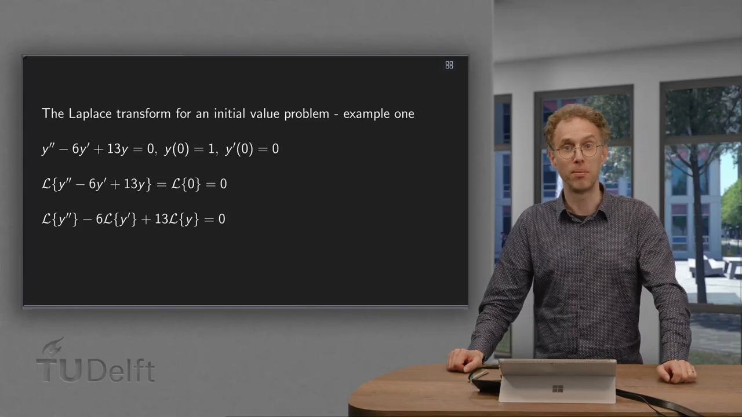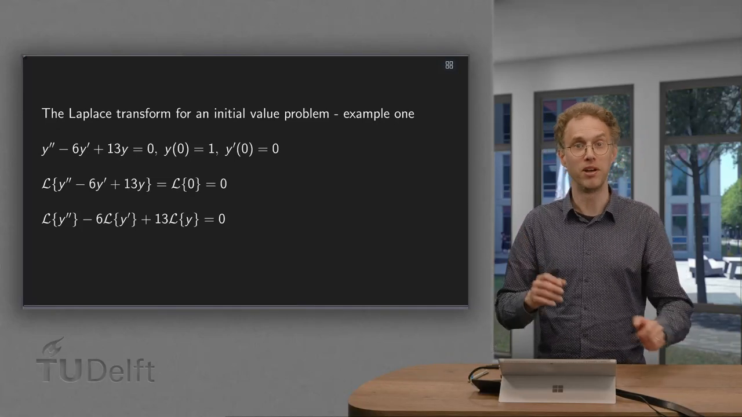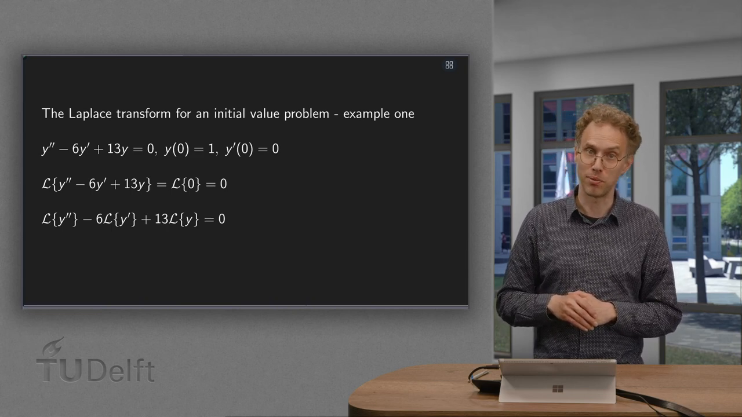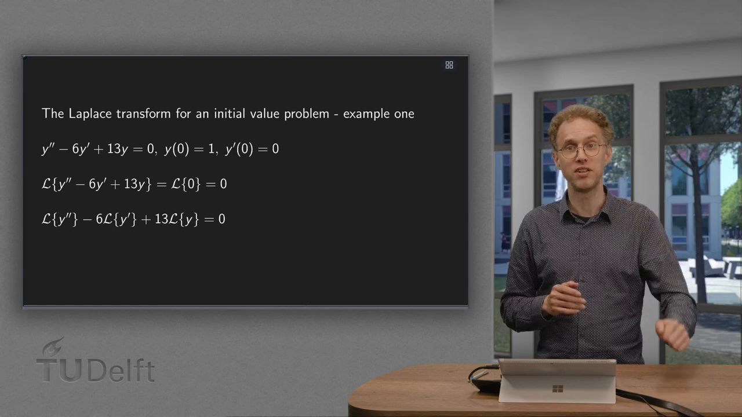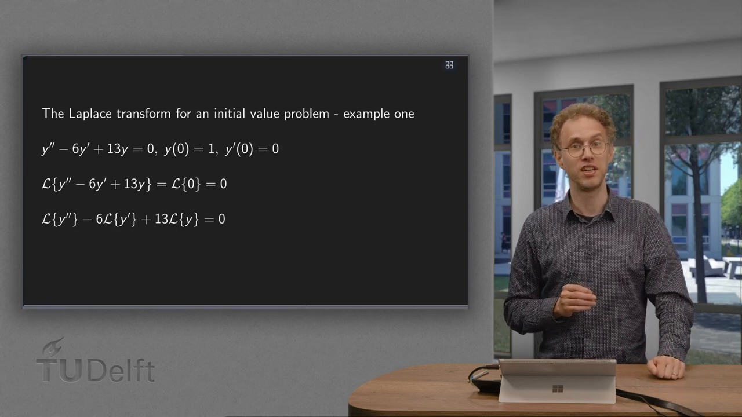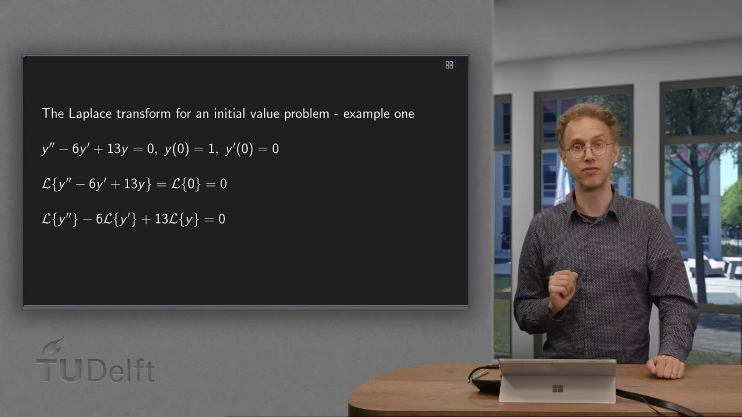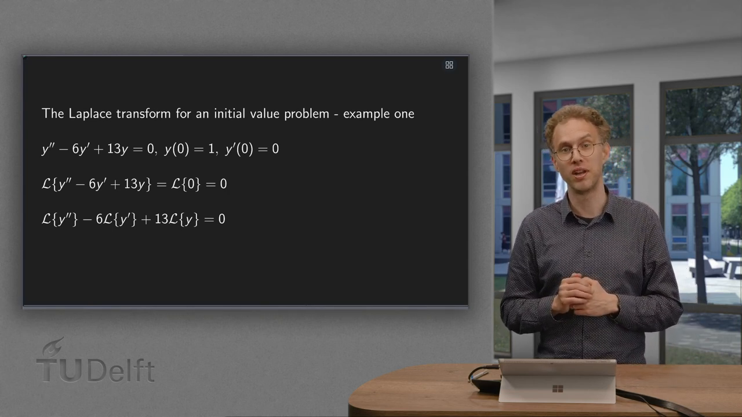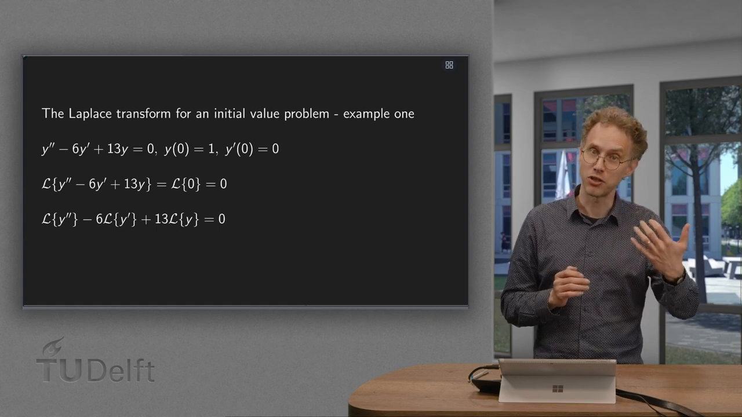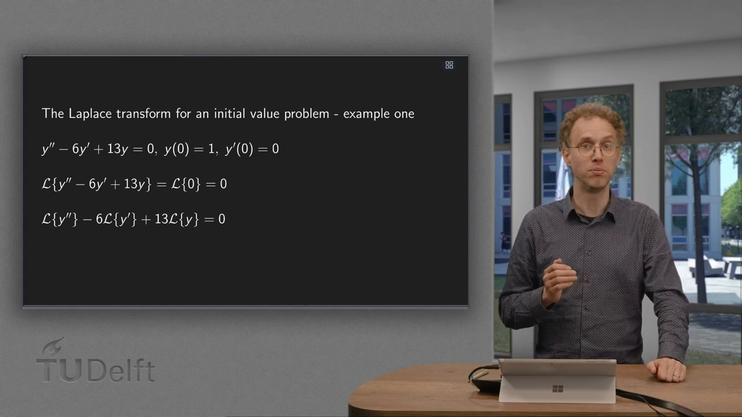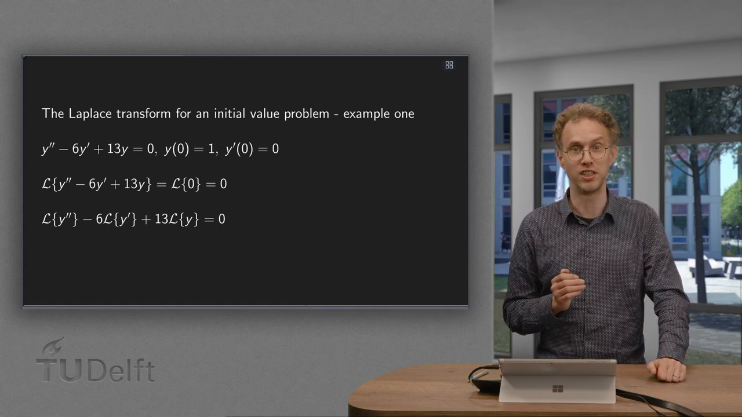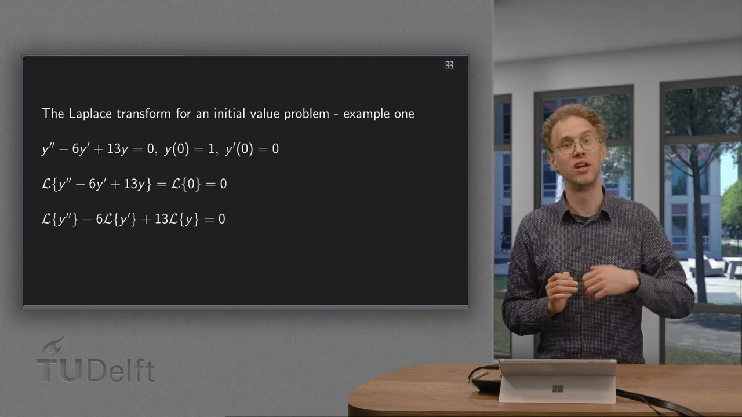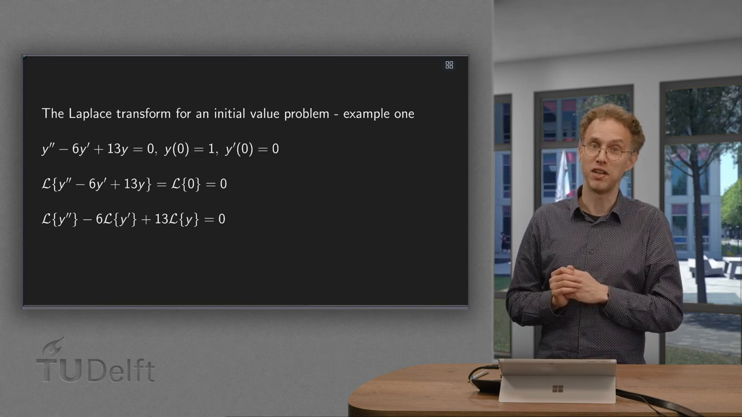The Laplace transform of f prime, f double prime and so on can easily be expressed in terms of the Laplace transform of f. This means that we can get rid of all derivatives in the equation if we take its Laplace transform. Doing so, a differential equation is converted to an algebraic equation. And solving an algebraic equation is much easier than solving a differential equation. So this is a popular method to solve differential equations. We'll discuss all of this in this video.